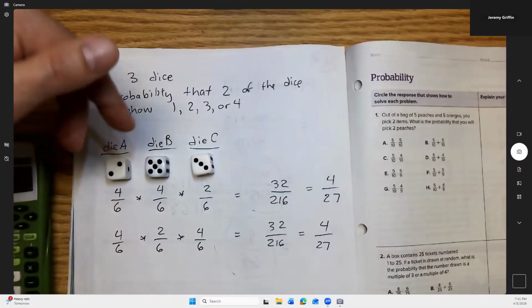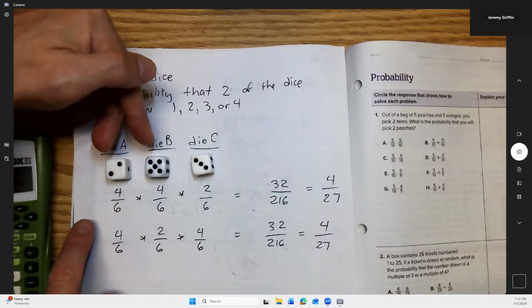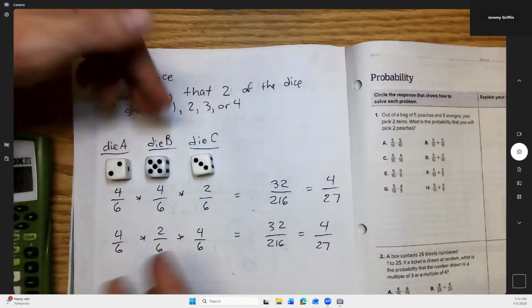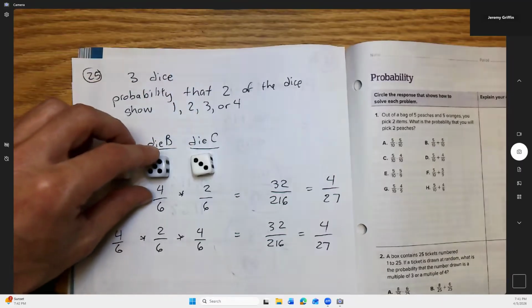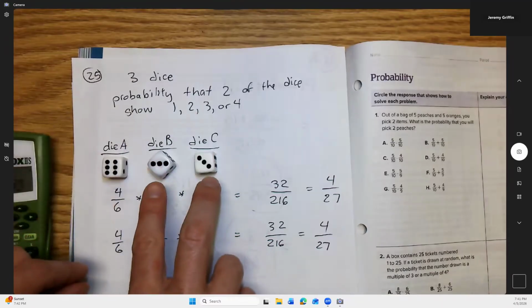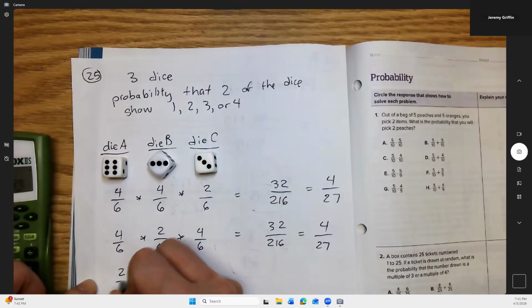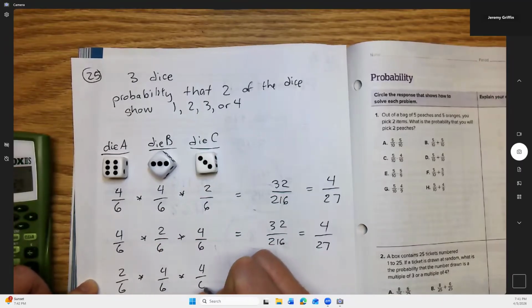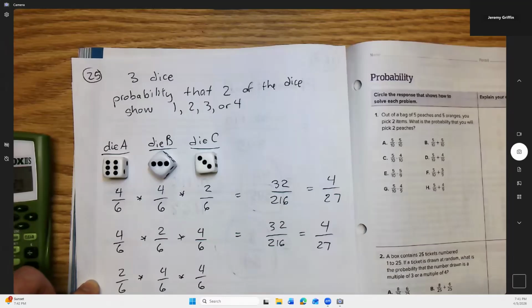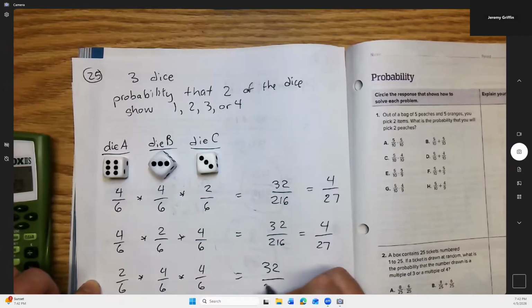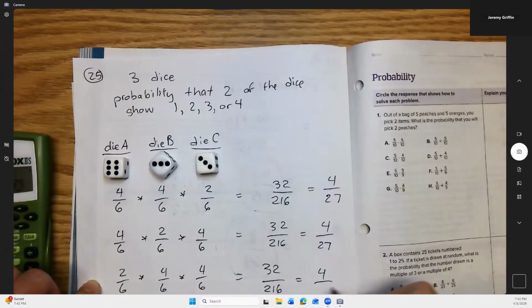Okay. All right. So here's the first two showing up as 1, 2, 3, 4. Here's the first and third showing up as 1, 2, 3, 4. Right, and of course not the third one. Okay. Now how about the scenario where these two show up as a 1, 2, 3, or 4, and this one doesn't. So that would be 2 out of 6 on this guy, times 4 out of 6 on this guy, times 4 out of 6 on this guy. Okay. Which would be the same numbers. 32 out of 216, which reduces to 4 out of 27.